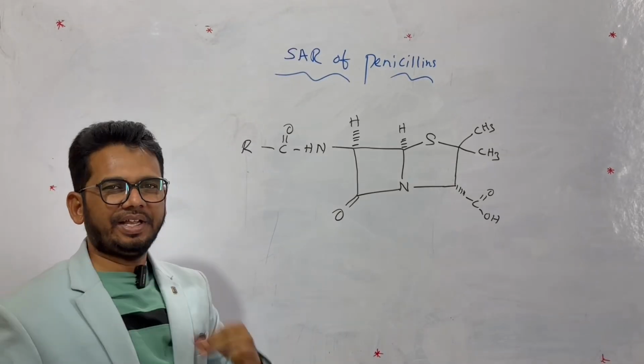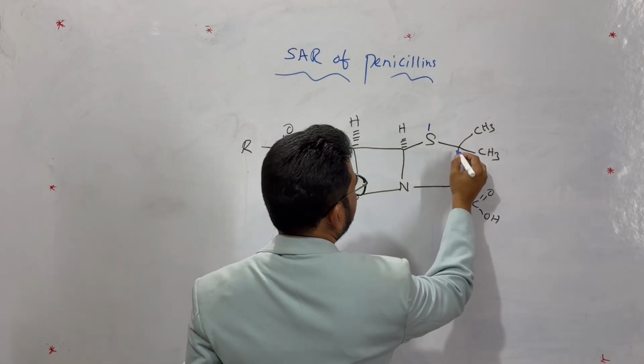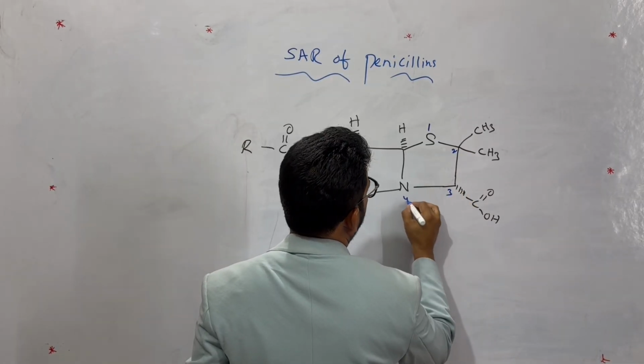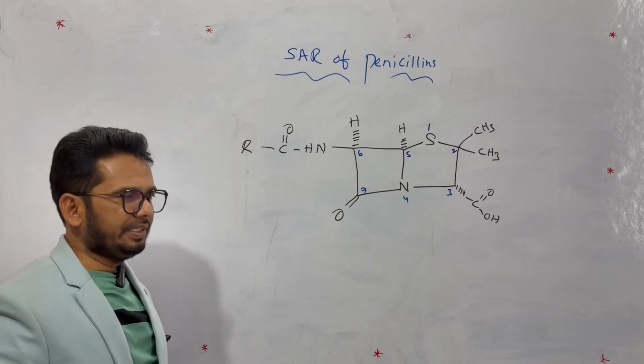Now we will discuss the SAR of the penicillins. I already told you about the numbering in the stereochemistry. According to the Chemical Abstracts, we give the numbering in this way. Now see the importance of this moiety.